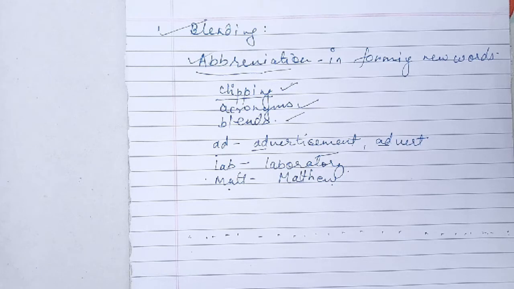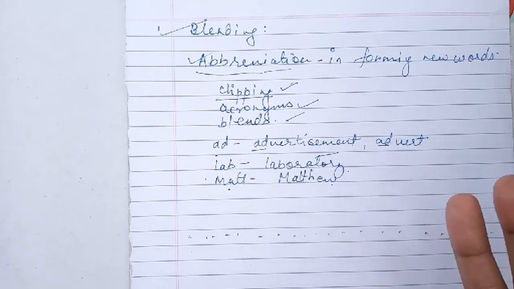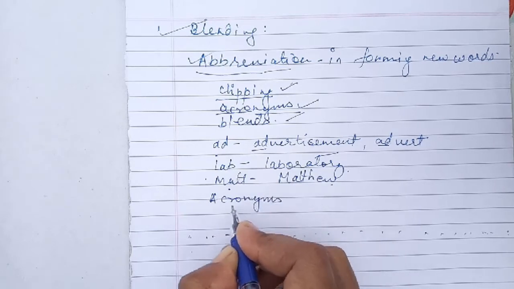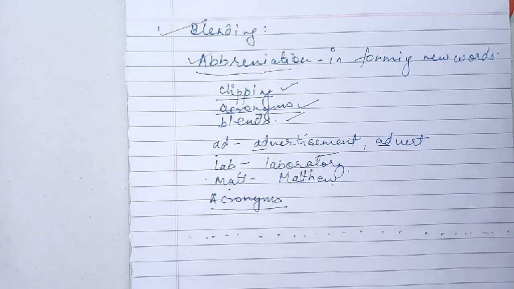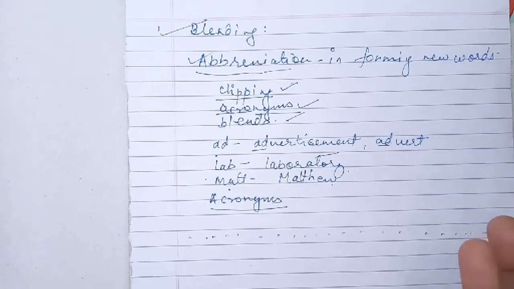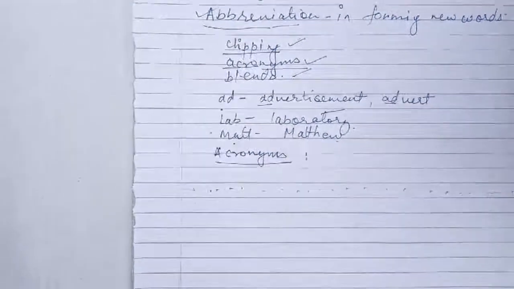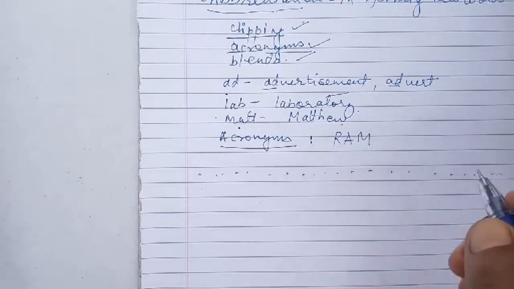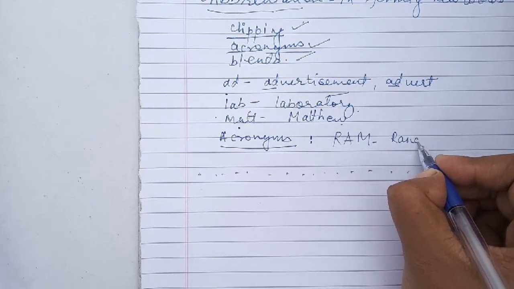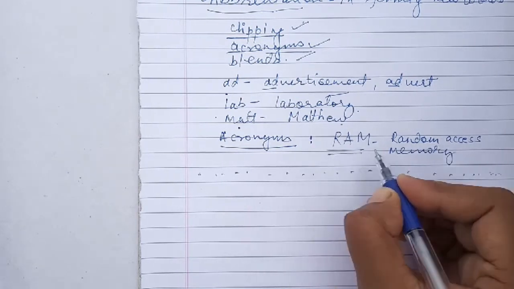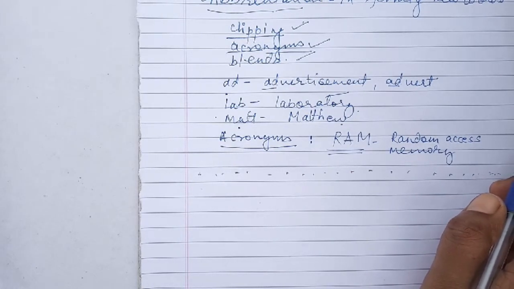Acronyms are a type of abbreviation formed when the initial letters of two or more words are combined in a way that produces consonant and vowel sequences found in words. Acronyms are normally pronounced as words. Like we can use some examples: RAM, random access memory. This is the acronym of random access memory, and RAM is a term used to describe a computer's memory.